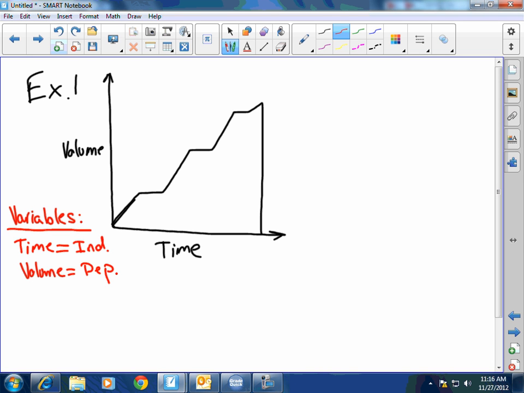Time depends on nothing. But the volume of a balloon, how much air is in a balloon, it depends on how long you pump it for. If you give it one pump, you're not going to have much volume. If you pump it for 10 minutes in a row, you're going to have a lot of volume.